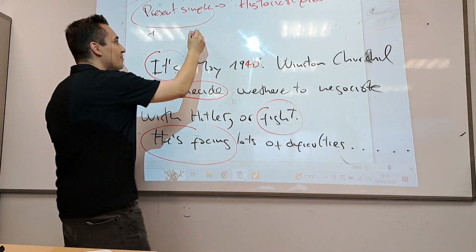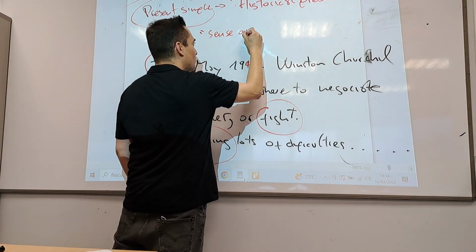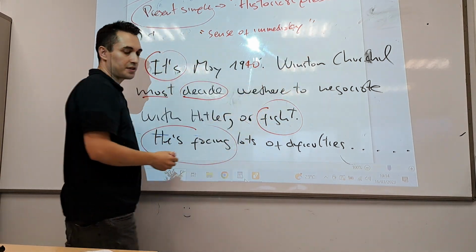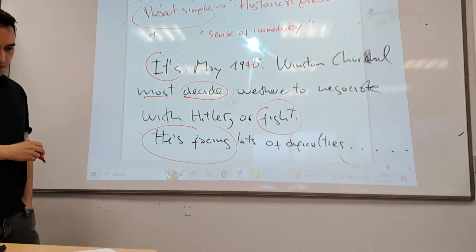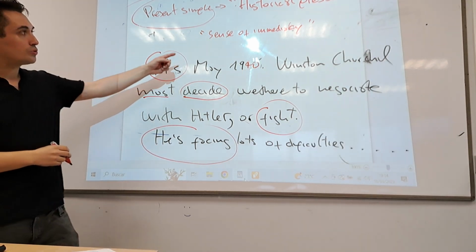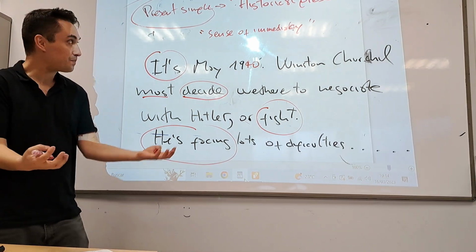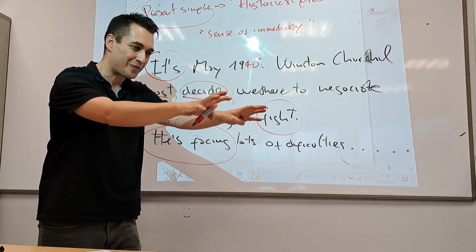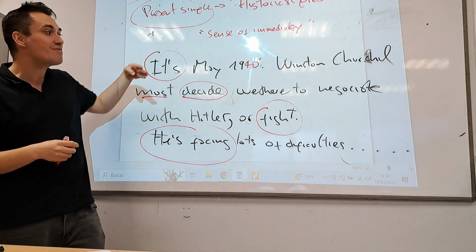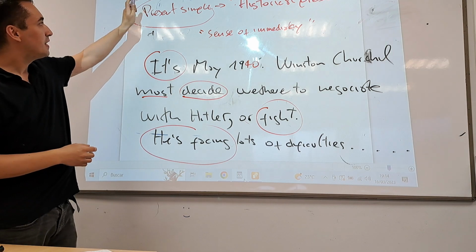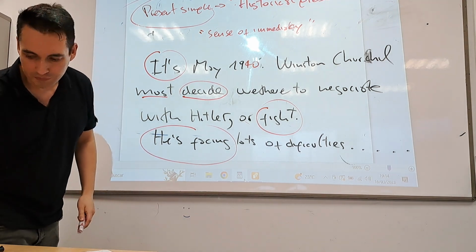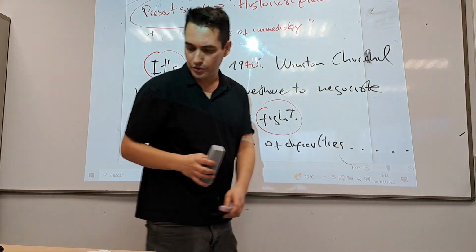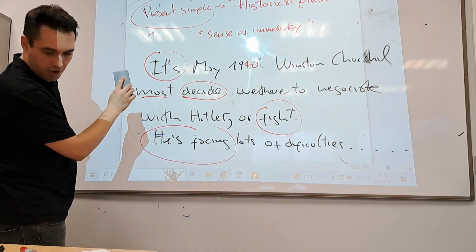So you create a sense of immediacy. You use the present simple to talk about historical events. So, historical present. It brings it closer to the reader. It creates an effect of being close to you, even though it belongs to the past. So again, special use of the present simple. So far so good? May I continue? Okay.